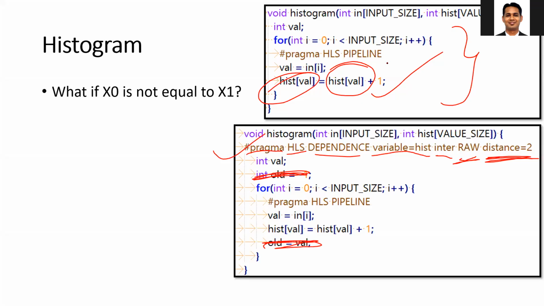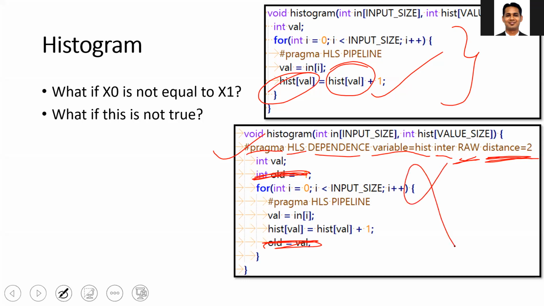So it may happen that this is not true, because x0 may be equal to x1, because your data is coming from any location, and we can't guarantee all the time that x0 is not equal to x1. So in that case, this code will not work, and you need to come up with some other way to optimize your code. One possible solution is the array partition.